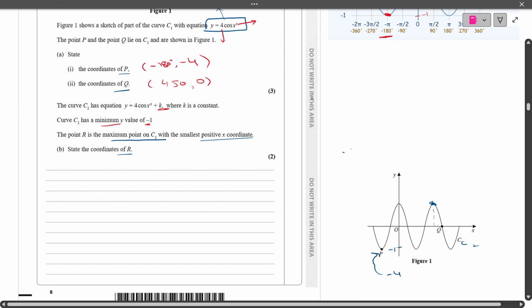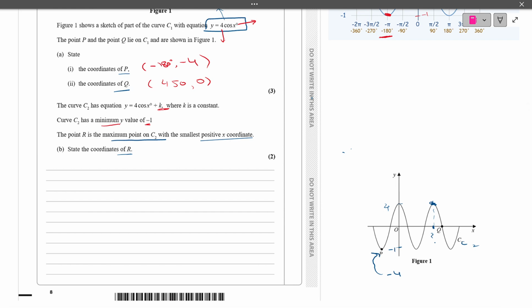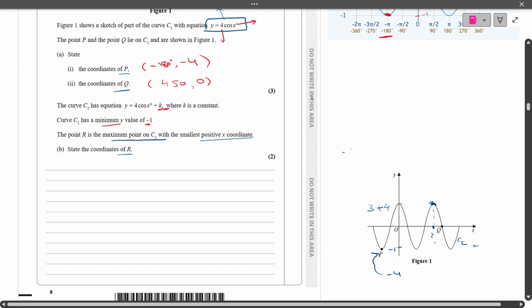So what is the y coordinate in this case? Here it was 4. Because I shifted everything 3 units up, from -4 to -1: -3, -2, -1, so 3 units up. When I have shifted everything 3 units up, this would be 4 plus 3. So this is 7.